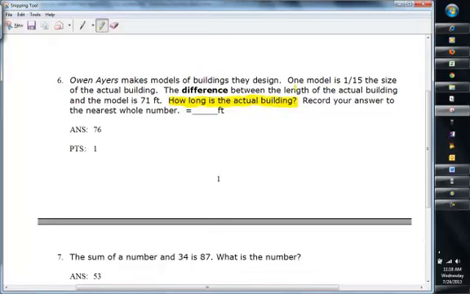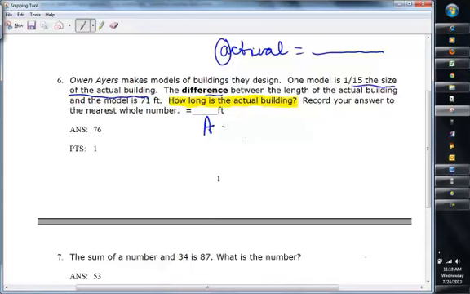So we've got an actual, which is what we're looking for. Let's use the letter A for actual. Now it says the difference between the actual and the model. Well, the model is 1/15 of the actual. So the actual building minus 1/15 of the actual building is 71 feet.